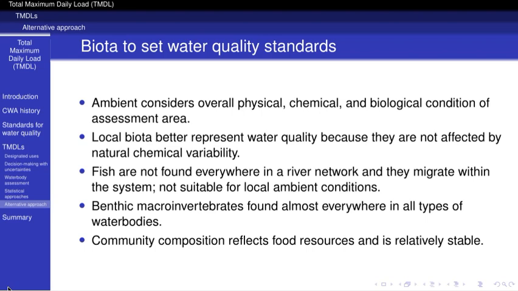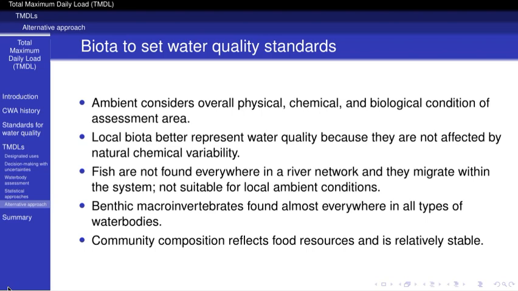Ambient water quality considers the overall physical, chemical, and biological condition of the aquatic ecosystem being assessed. Local biota represent ambient water quality much better than do fluctuating chemical constituent concentrations because the biota are there as water quality varies within its natural range. Fish are not found in every assessment unit, in all reaches of those they do inhabit, and they move around a lot, so they're not suitable indicators of ambient water quality.